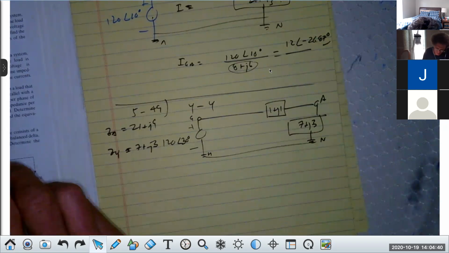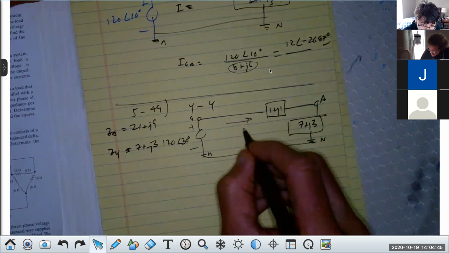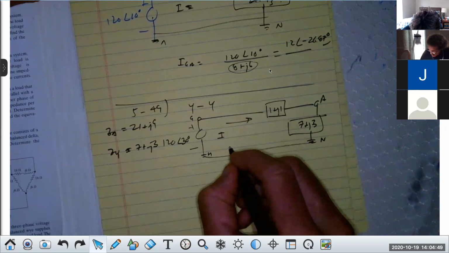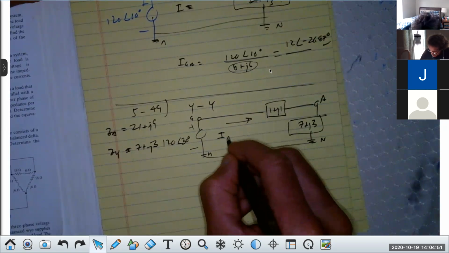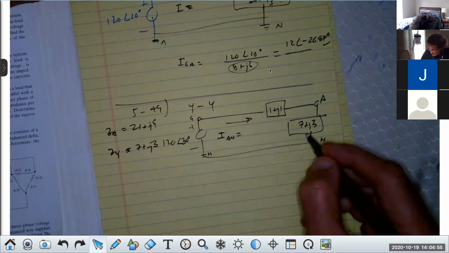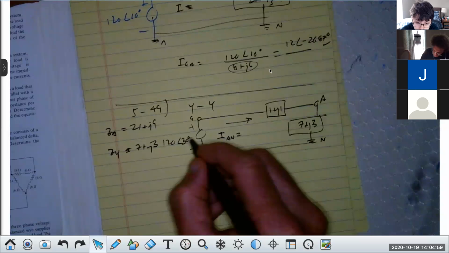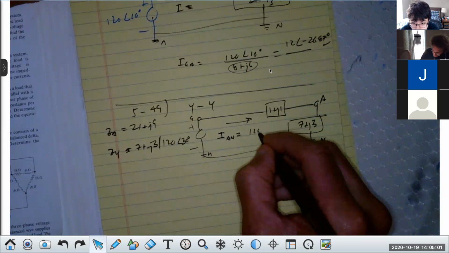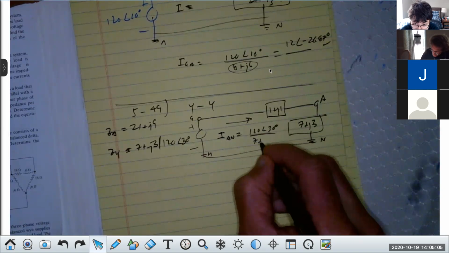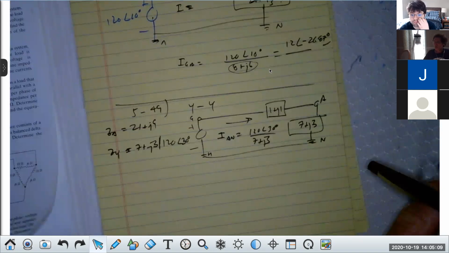And they want the line currents. I'm only going to get the A-phase currents. This current again here, which would be I capital A capital N, or I small a capital A, whatever you want to put it, is going to be equal to 120 at 30 degrees divided by simply 7 plus J3. Are you good with that, class? These are RMS values.